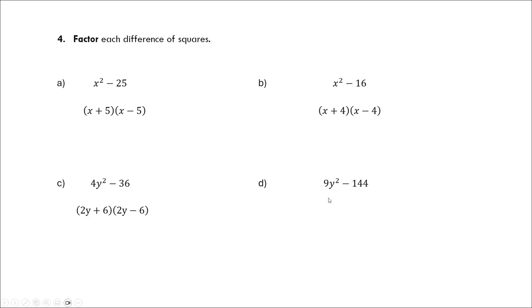Over again, we have a slightly more complex term here, 9y squared minus 144. Well, the square root of 9 is 3. The square root of y squared is y. So the square root of 9y squared is 3y. Put our 3y here, our 3y there. Our square root of 144 is 12. So we'll put our 12's here. And then we'll put one positive, one negative, and here's our factored form.